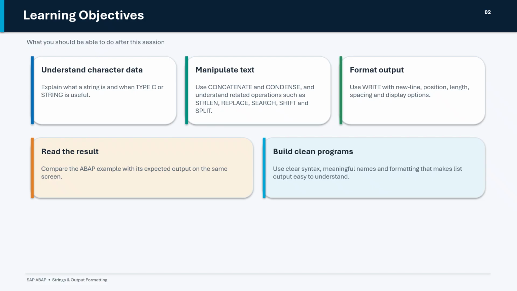By the end of this session, you will understand how character data is represented in ABAP, and you will learn how to manipulate text using important statements such as concatenate and condense, and understand string length, replace, search, shift, and split. And finally, we will learn how the write statement can be used to control output, including new lines, positioning, spacing, and formatting. The main goal is to write clean ABAP and understand exactly how the output is produced.